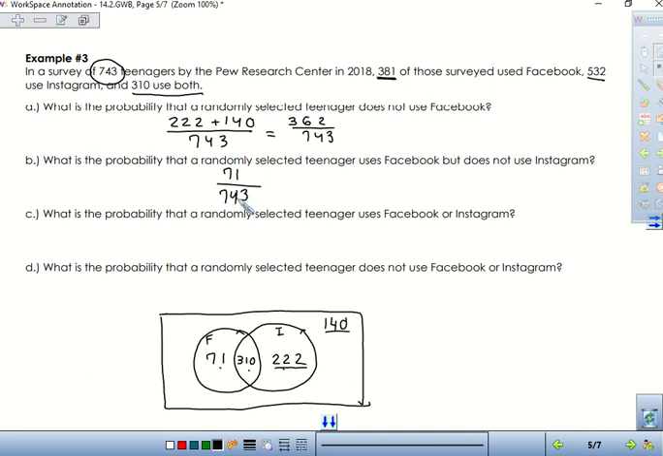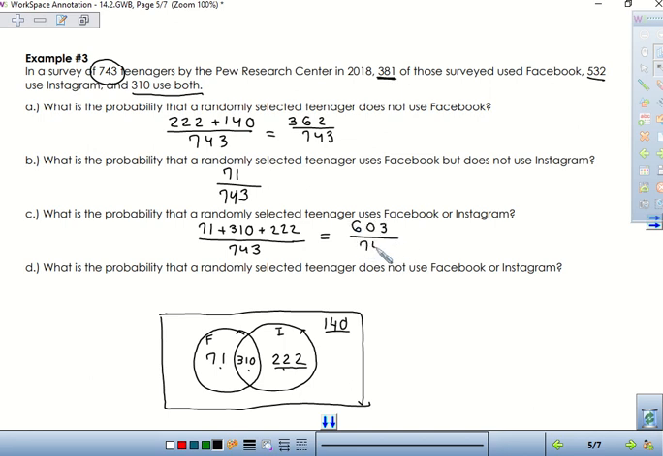What is the probability that a randomly selected teenager uses Facebook or Instagram? So we're counting everybody who uses at least one of them. So 71 plus 310 plus 222 all over the total. What's another way you could have gotten that number? Subtracting 140. Yep, subtract the 140.